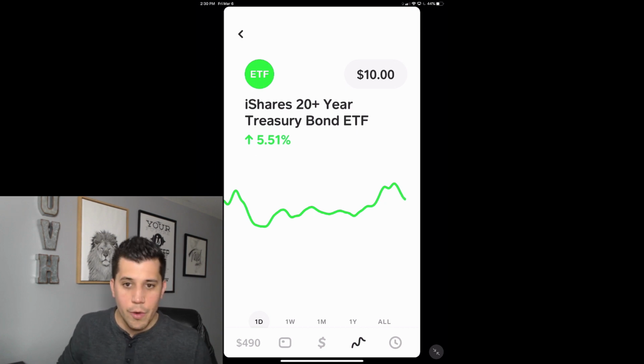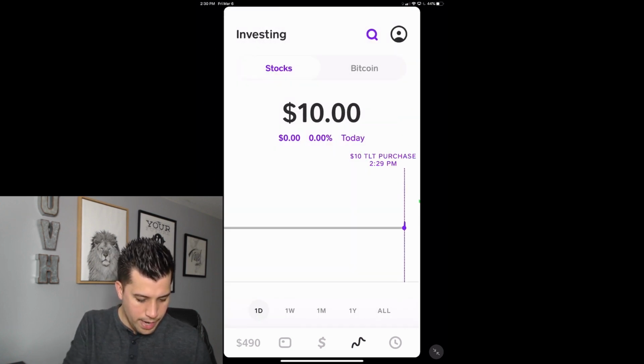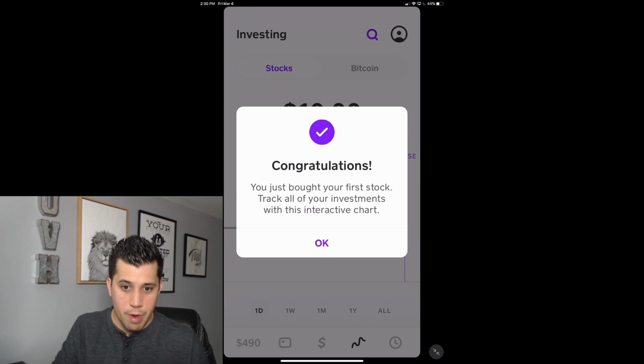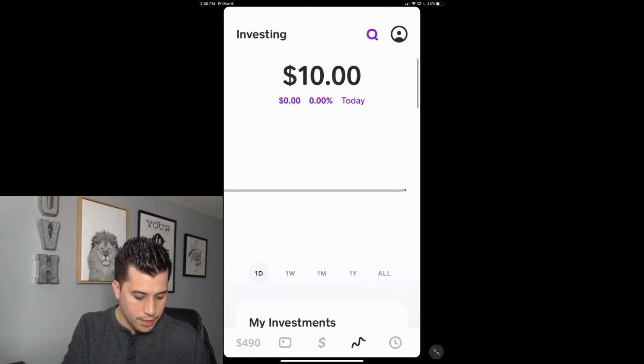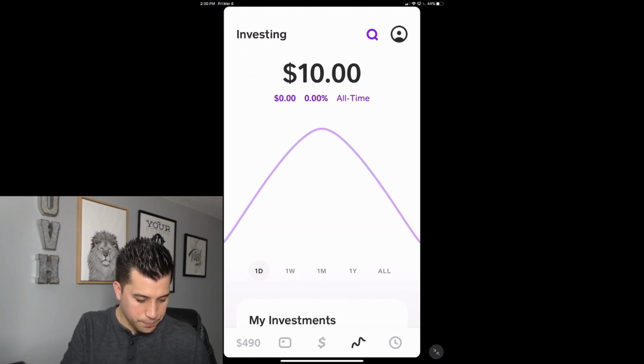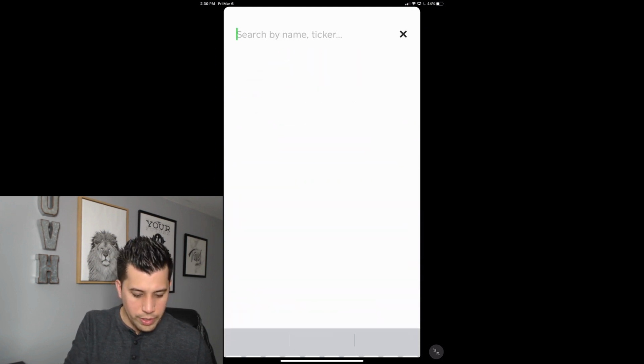So you can see right here is what your holdings is worth. And if we go back, okay, you just bought your first stock. Like I said, I've never purchased stock through here, so you can see how your portfolio is doing. Right now we're flat because it's not doing anything. Let me try to buy something else. Let me try to buy like a gold ETF.